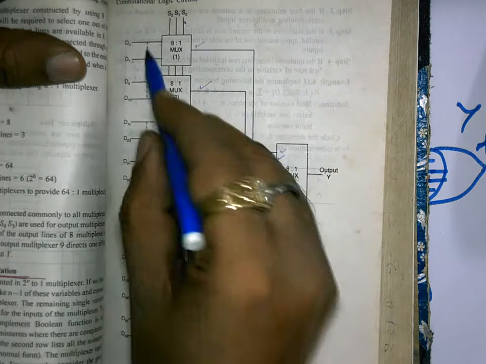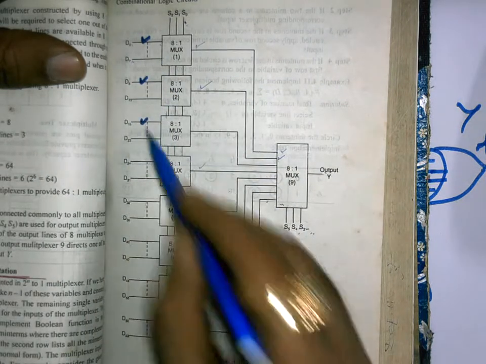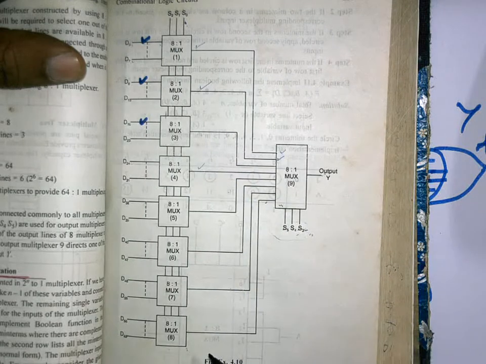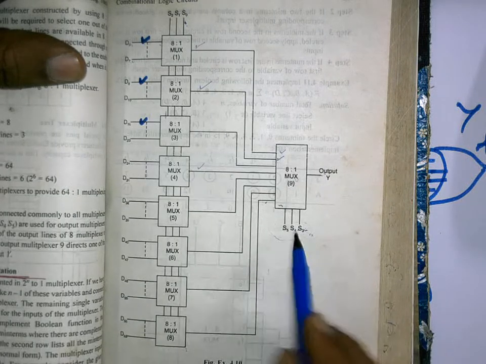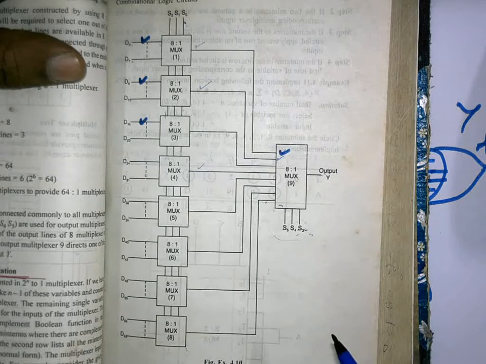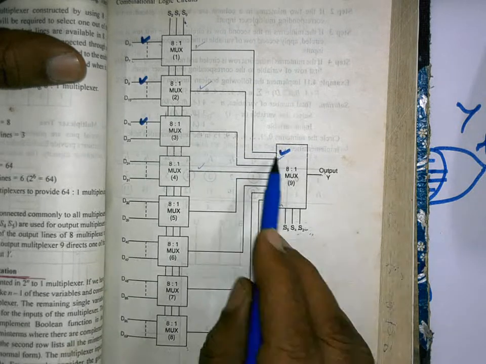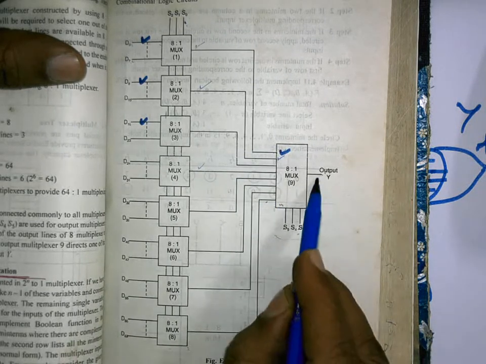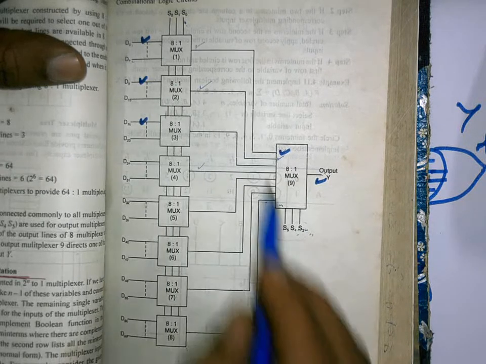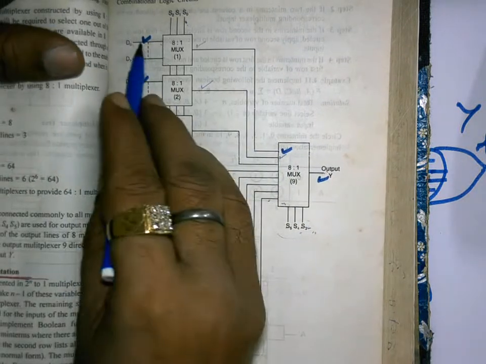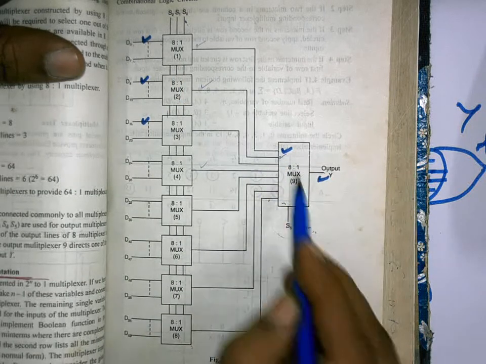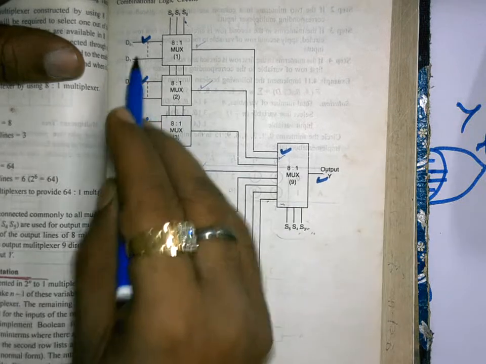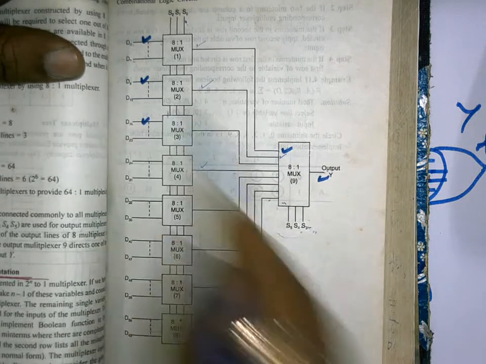Output of all these D0 lines, all these D0 lines will appear on their corresponding output. No harm. But 0, 0, 0 is appearing over here, which means it is selecting this input. This input of this 8:1 mux is selected to come at the output. And what is here at this input? The input D0. Okay. So finally input D0 of this mux, mux number 1, is coming at the output.